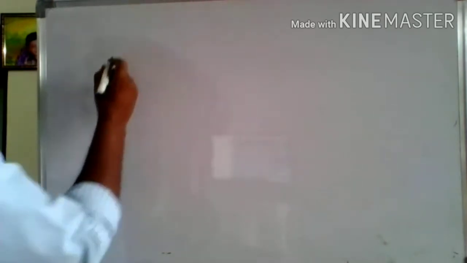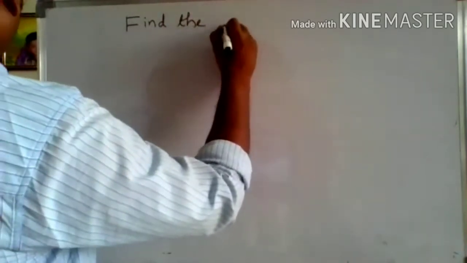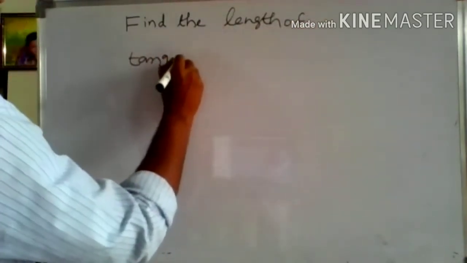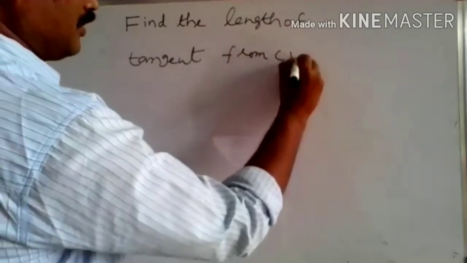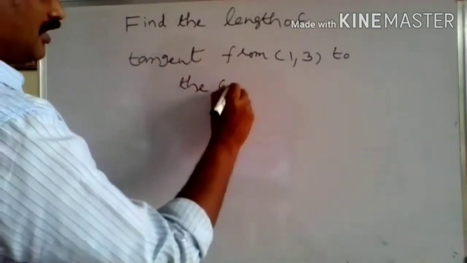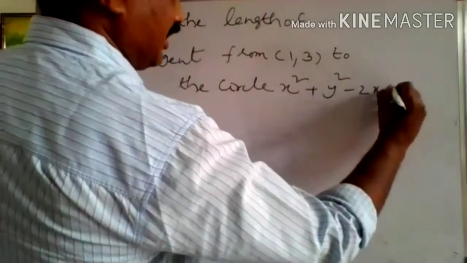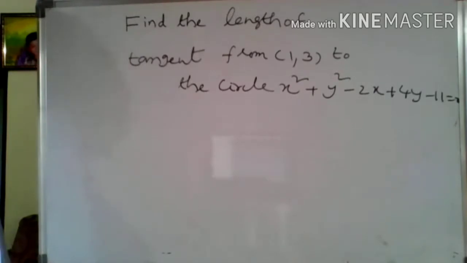Problem. Find the length of tangent from (1, 3) to the circle x² + y² − 2x + 4y − 11 = 0.